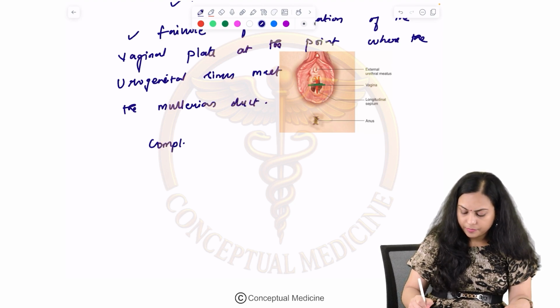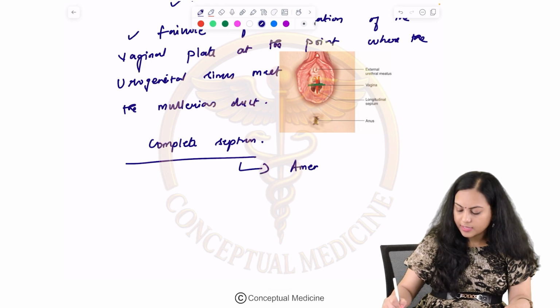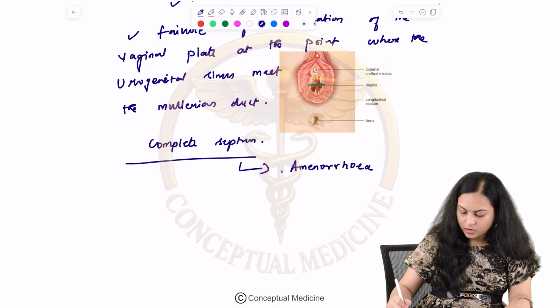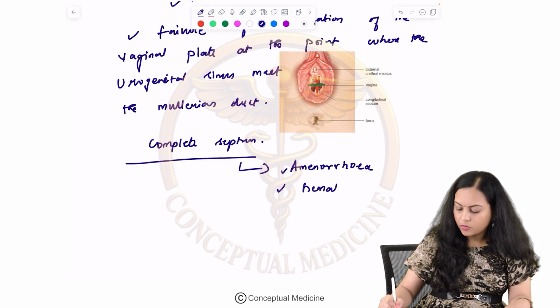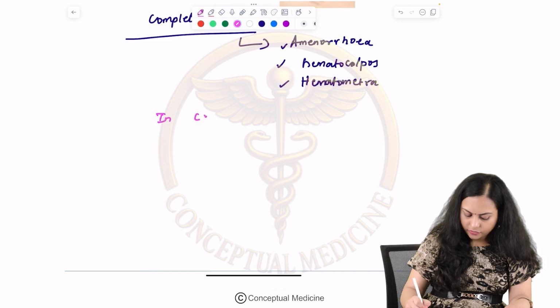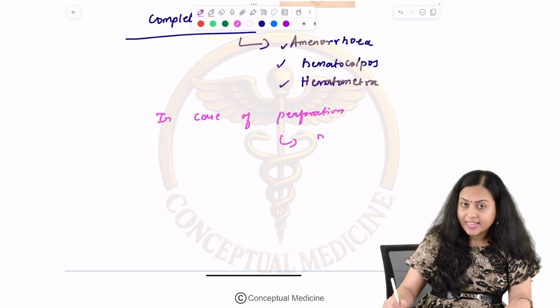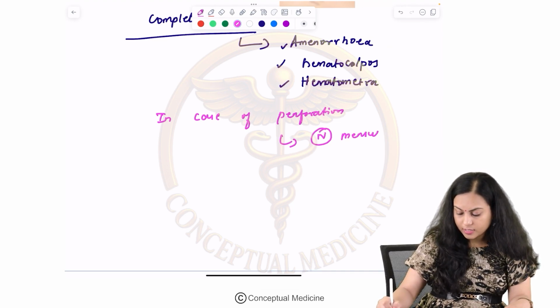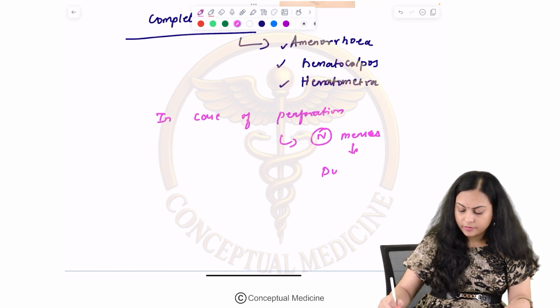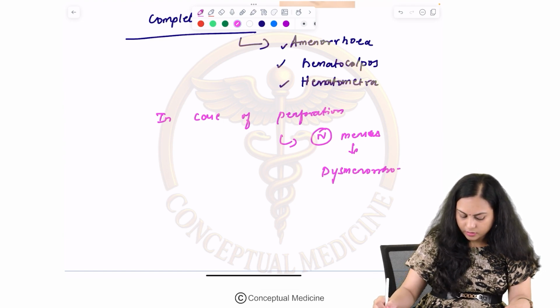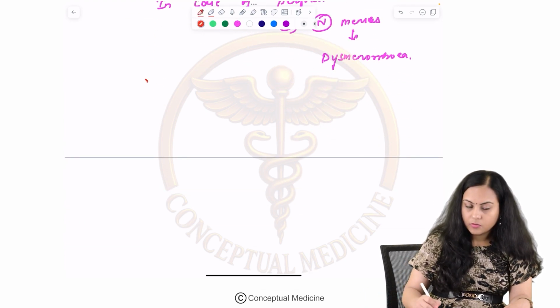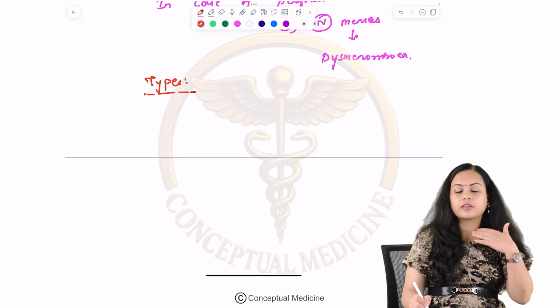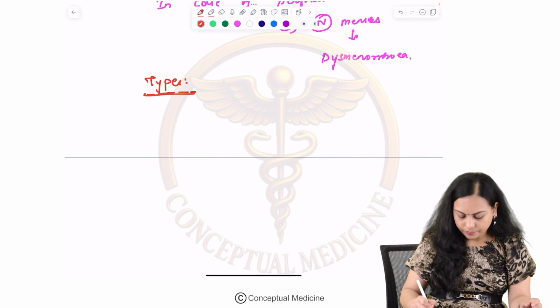In complete septum, you will have symptoms like amenorrhea or hematocolpos. In case of perforation, there can be normal menses, but there will be associated dysmenorrhea. Okay. So, transverse vaginal septum is further divided into three types. One is low, mid and high.